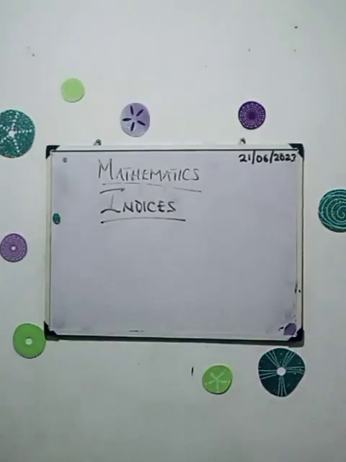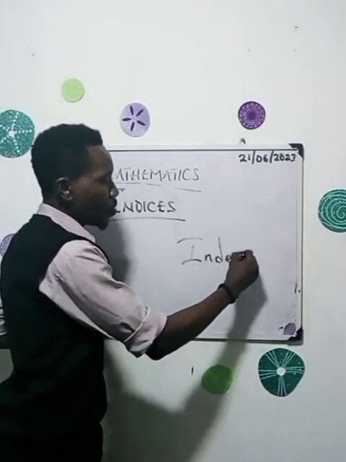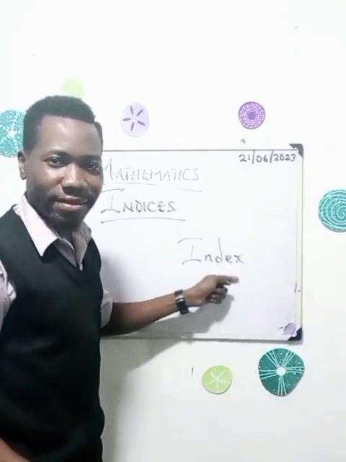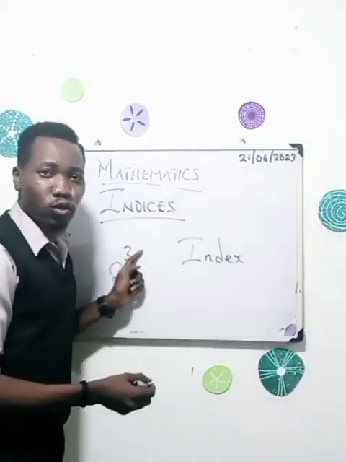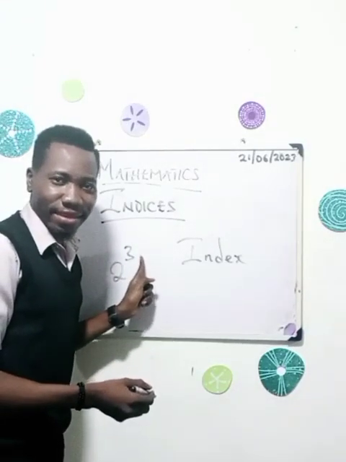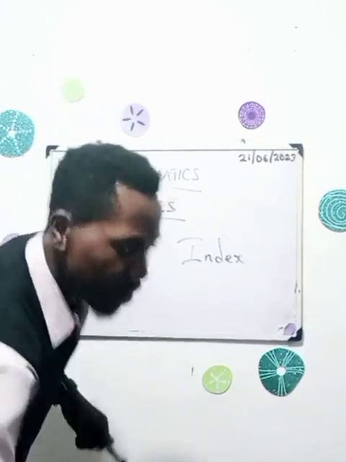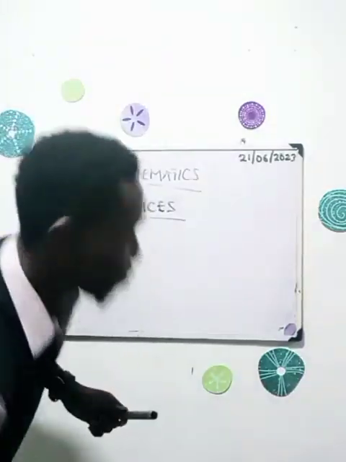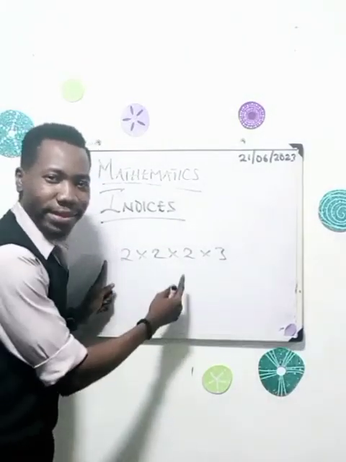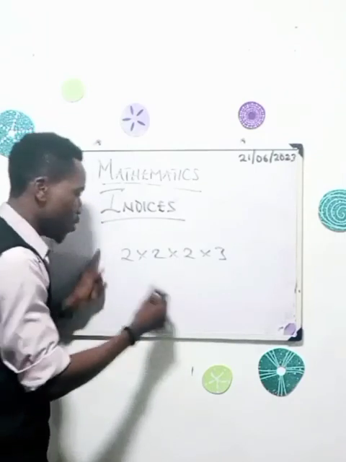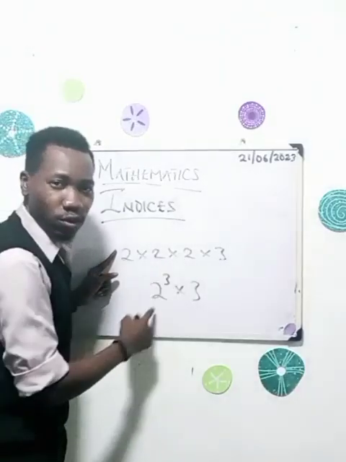So let's start. By the way, indices is the plural word for the word index. Indices talk about power. When you say 2 raised to power 3, that's like 2 with 3 as the index. So you might be asked to express 2 times 2 times 2 in index form. What they are telling you is to express this in power, index. So this becomes 2 raised to power 3, because 2 times 2 times 2 is 2 raised to power 3.